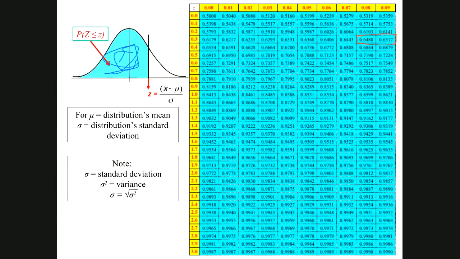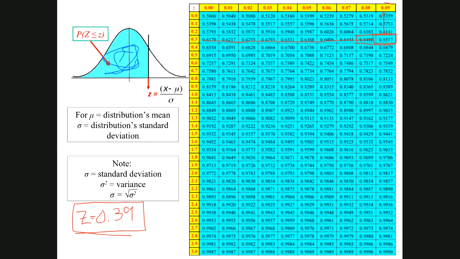Now, in a math class, I would ask you to interpolate that, but for our purposes, it doesn't matter. You can choose one or the other, and we're going to choose 0.6517 as being closest to 0.65. We read the table, and we know that the z value corresponding to this is 0.39.